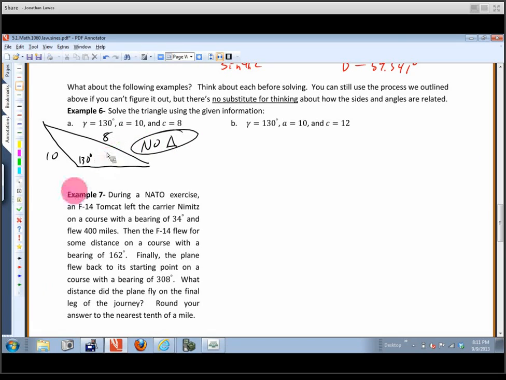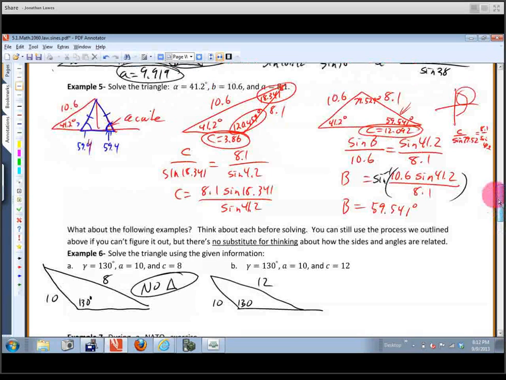Let's take a look at this one. Again, same type of thing. 130 here. The one next to it, let's put a 10 here, and then let's make this one 12. Now, this one you can have a triangle, and the nice thing about this is even though you're given an angle, a side, and a side, because this is obtuse, we know these other two have to be acute. There's no way we could run into a problem where this is obtuse and this angle right here is obtuse. So this is not an ambiguous case. We can go ahead and solve it this way.